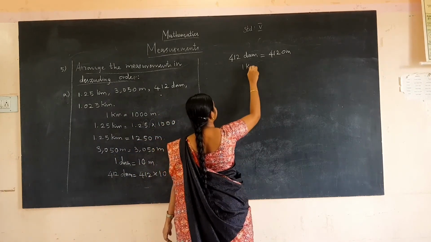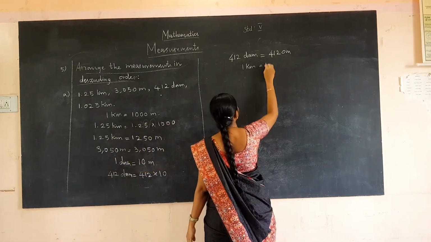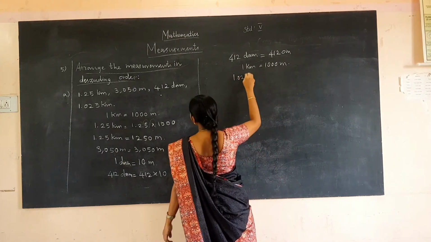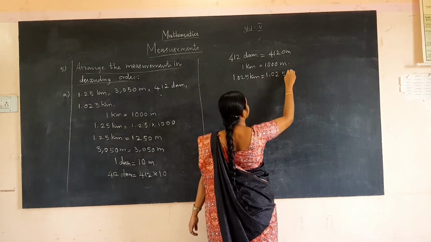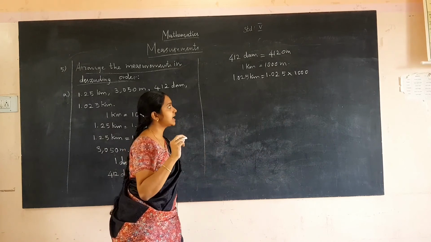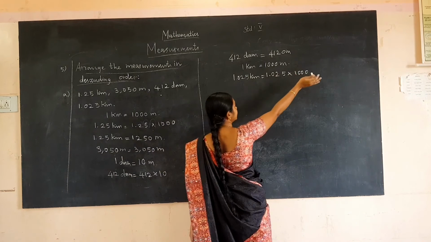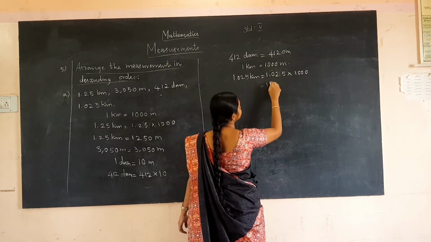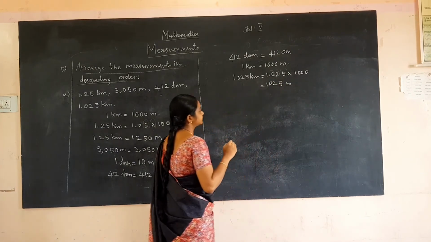Next, again we are going to convert kilometer to meter. Already we have found 1 kilometer equal to 1000 meter. Then 1.025 kilometer means we have to multiply 1.025 into 1000. While multiplying a decimal with 10, 100 or 1000, count the number of zeros and move the decimal point to the right. 1, 2 and 3. So it is 1025 meter.